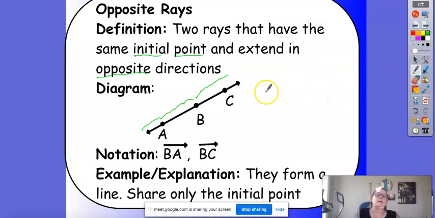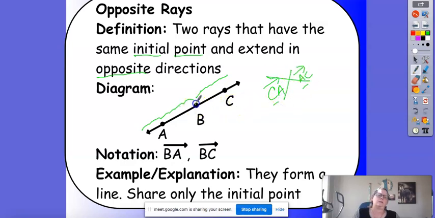Okay, I cannot say that ray CA, starting at C going to A, and ray AC are opposite rays. That's not true. Why? Do they have the same endpoint, the same start? No, they do not. I don't even go there. When we have this on a test, I immediately go, okay, is this the same letter? If it's not the same letter, then they've definitely got it wrong. Okay, so I know that's not going to work.